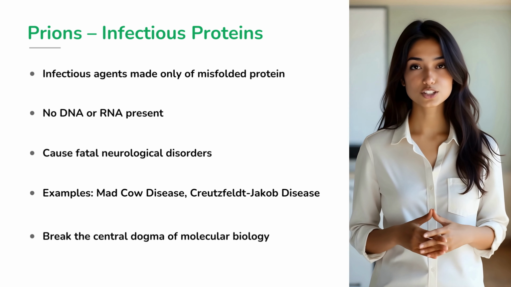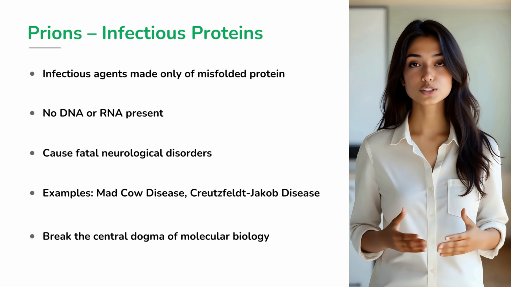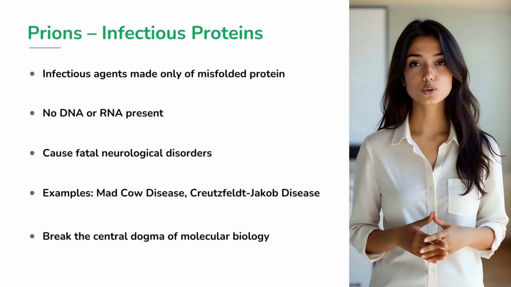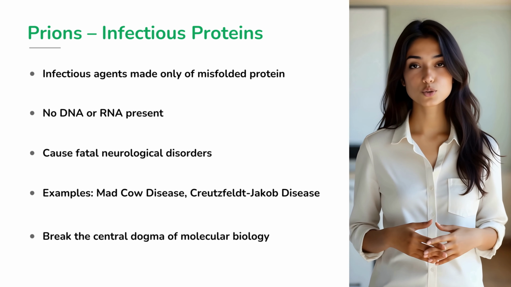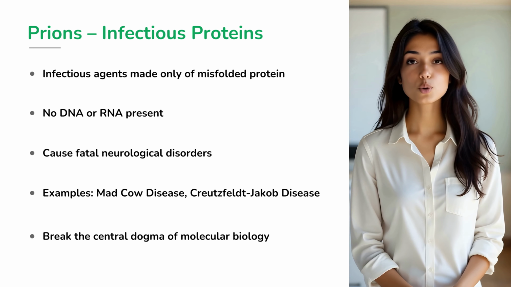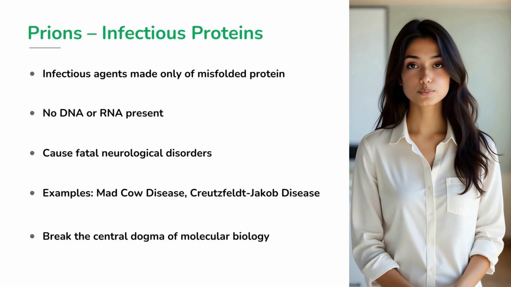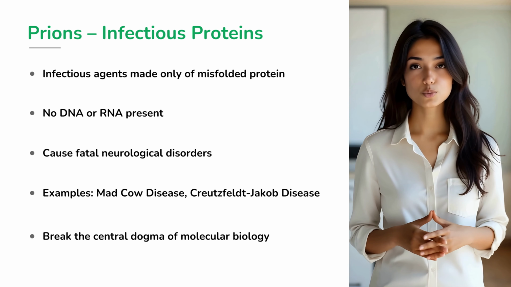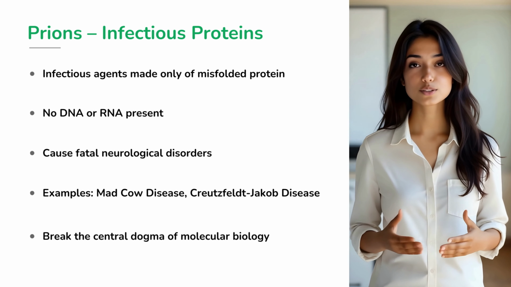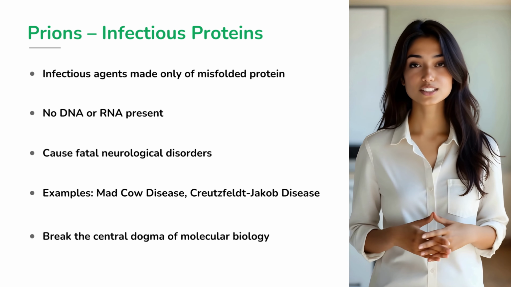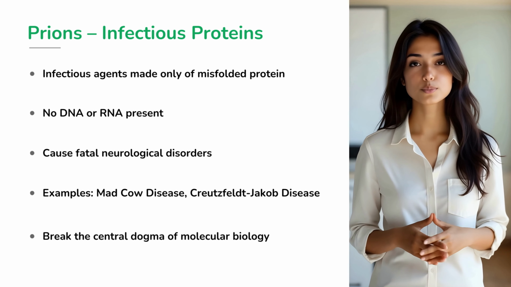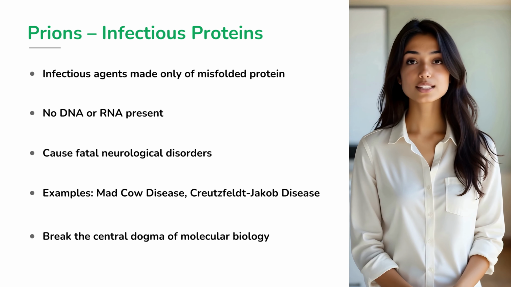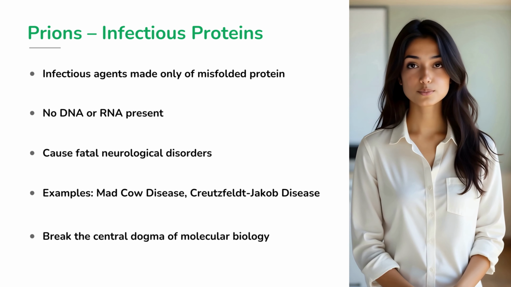Prions are perhaps the strangest biological entities, infectious proteins with no DNA or RNA at all. Discovered in the study of neurological disorders, prions are misfolded versions of normal proteins that induce abnormal folding in other proteins. Prion-caused diseases are degenerative and fatal, including bovine spongiform encephalopathy, BSE, or mad cow disease, and Creutzfeldt-Jakob disease, CJD, in humans. Prions challenge the central dogma of molecular biology, demonstrating that proteins alone can transmit disease.